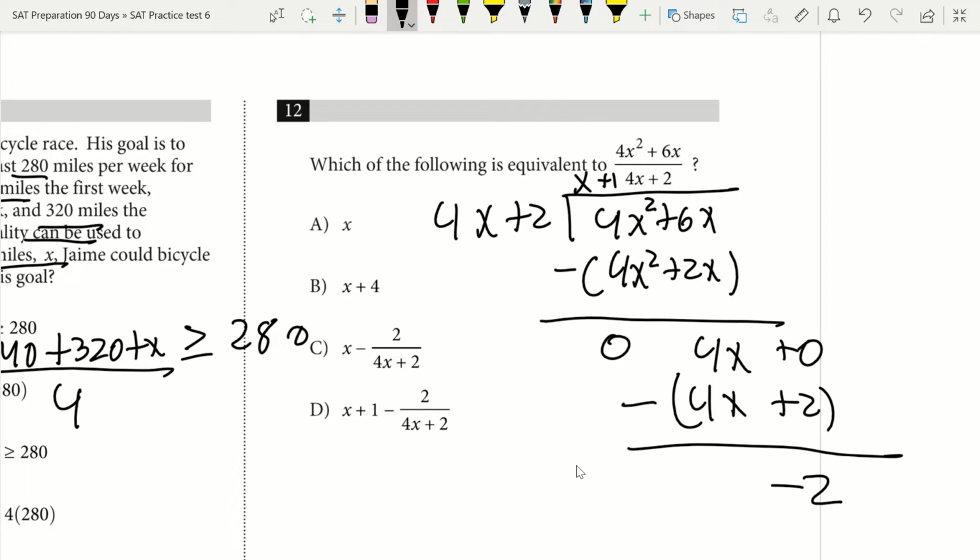So I see that my answer then is going to be right here. Okay, that's going to be D for number 12. x plus 1, and then I'm going to have that minus 2 over 4x plus 2 as my remainder. So the answer for 12 there is going to be D.